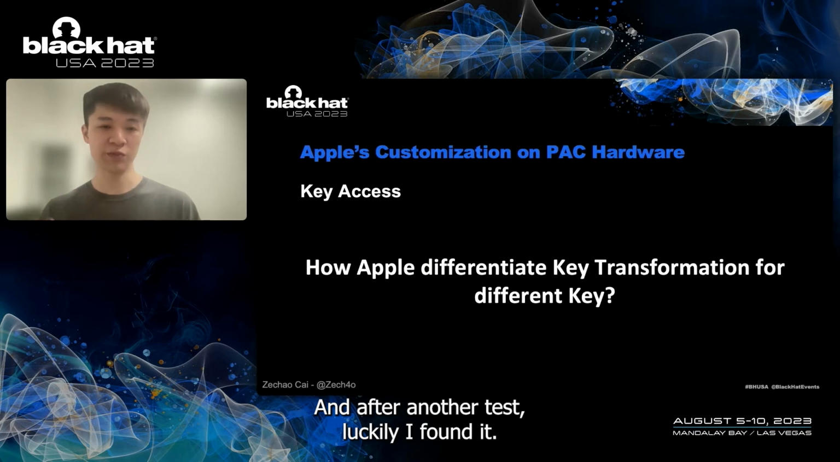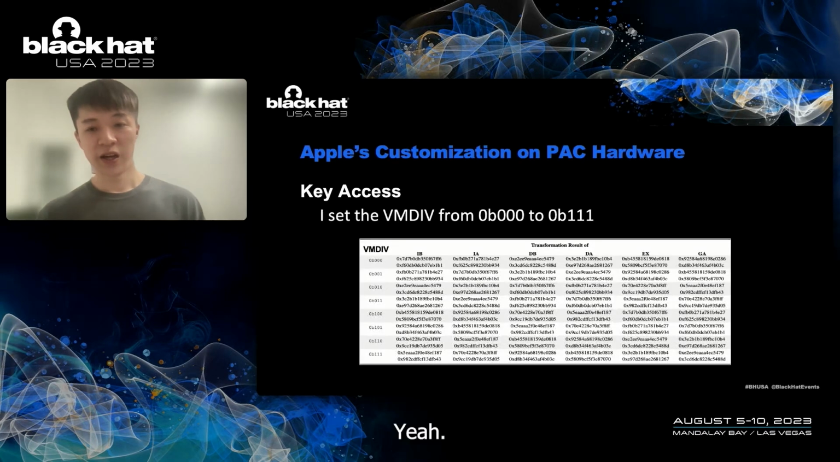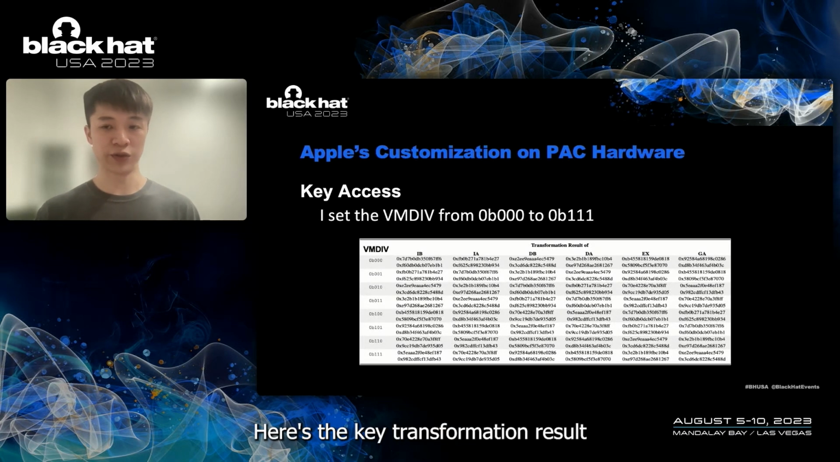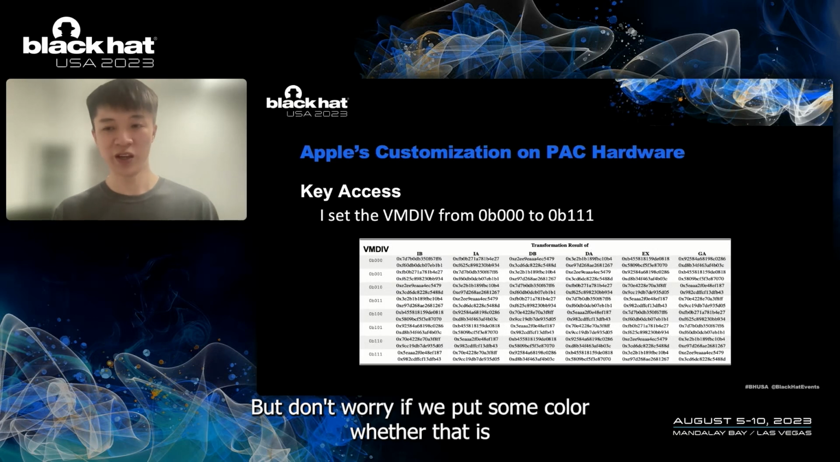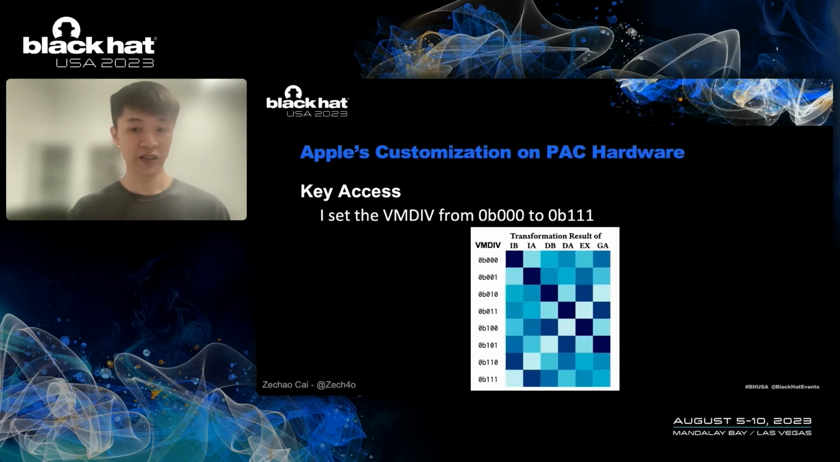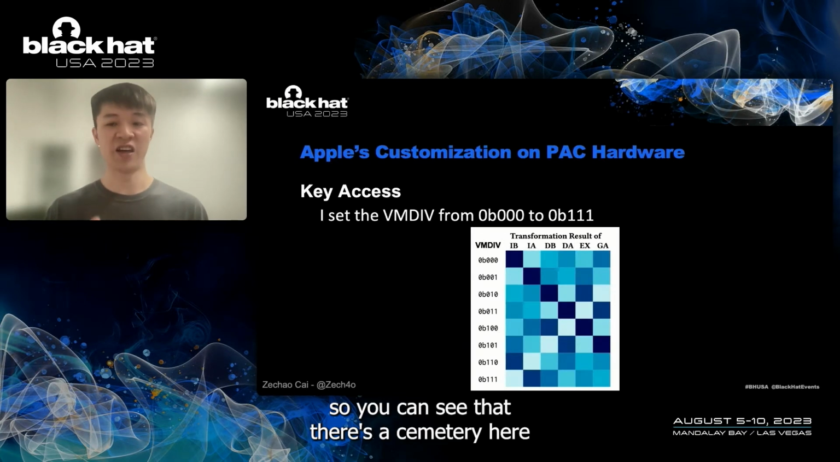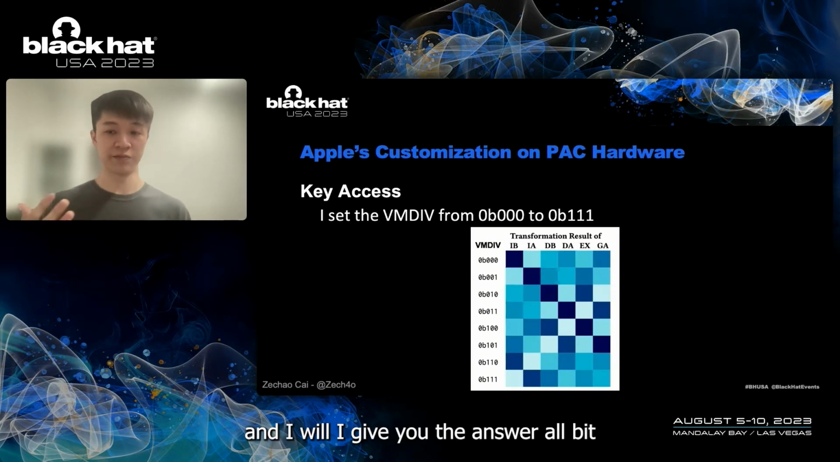And after a lot of tests, luckily I found it. Here's the key transformation result after I set up the VNDF from 0 to 7. It's difficult to read, but don't worry. If we put some color, it will look like this. So you can see that there's a symmetry here, and I'll give you the answer.